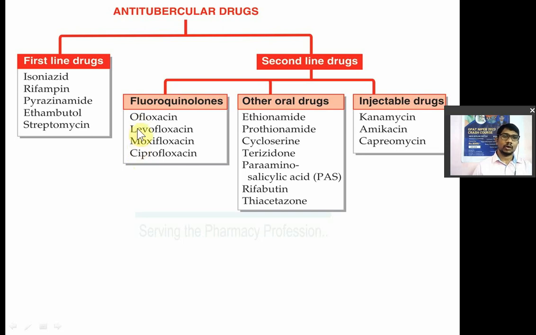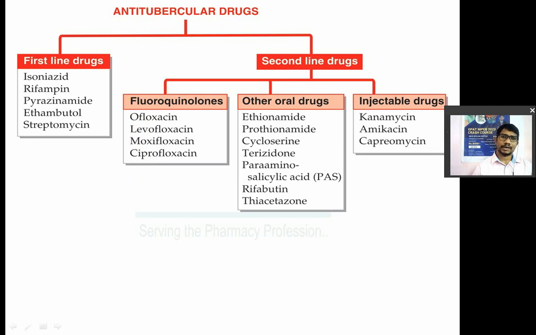So CM on Lev. What is CM? CM is on leave. C for cipro, M for moxi, O for ofloxacin and Lev for levofloxacin. So see here, CM on Lev.